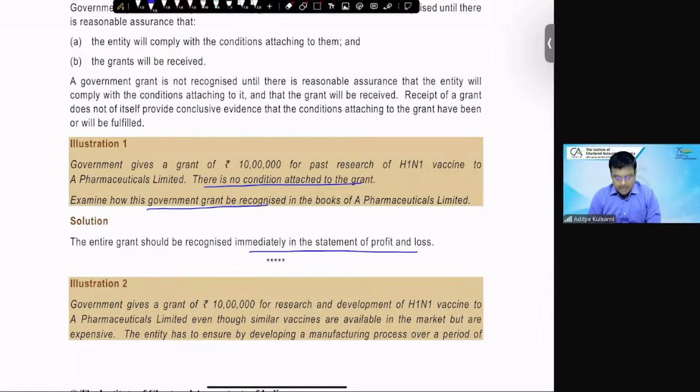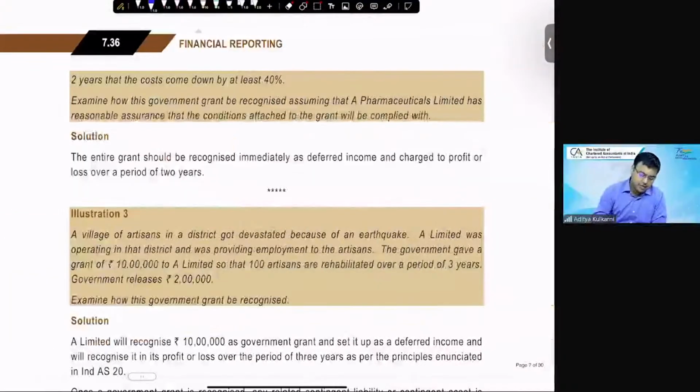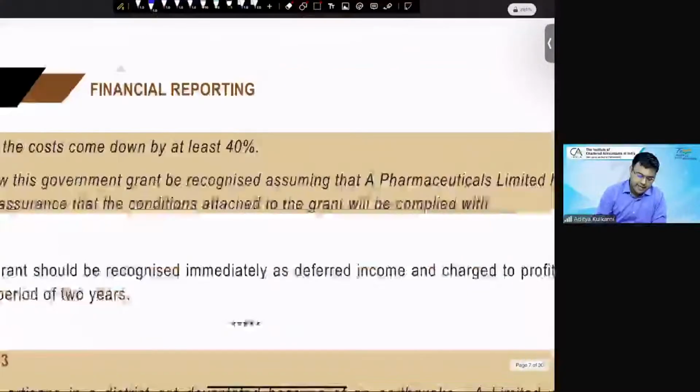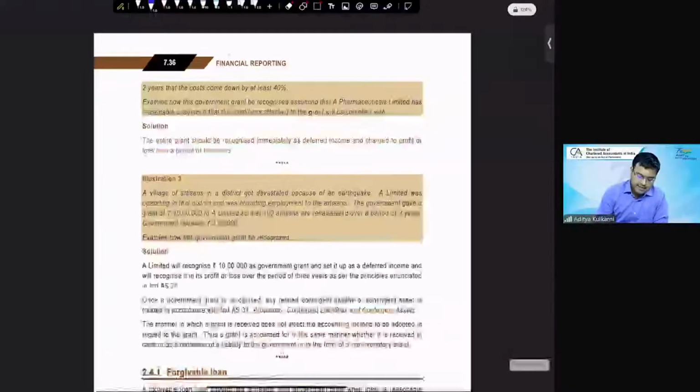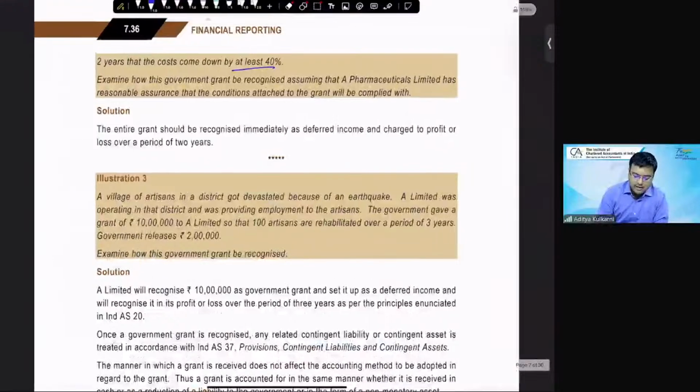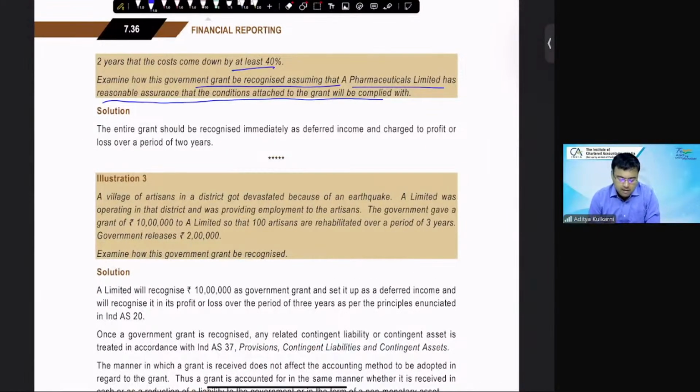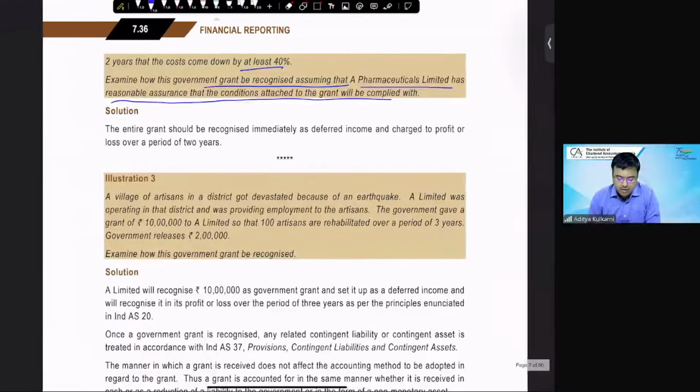Okay. Let us look at the next one. Government gives a grant of 10 lakh for research and development of H1 vaccine to A Pharmaceuticals Limited, even though similar vaccines are available but are expensive. The entity has to ensure, by developing a manufacturing process over a period of 2 years, that the costs come down by at least 40%. Examine how this government grant should be recognized, assuming that A Pharmaceuticals has reasonable assurance that the conditions attached to the grant will be complied with.